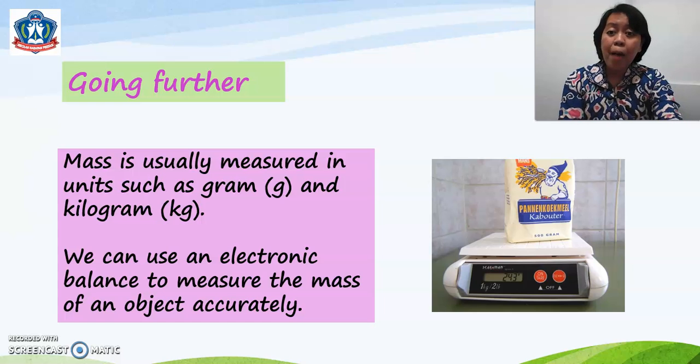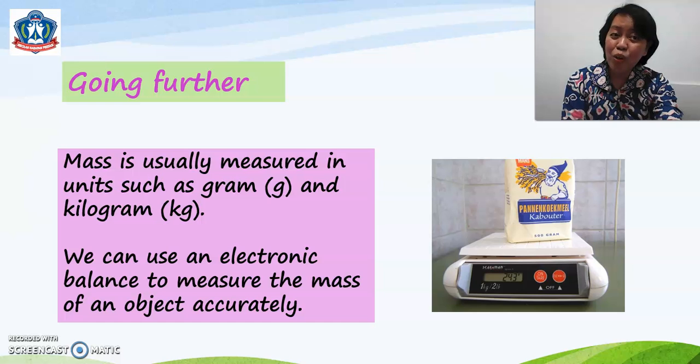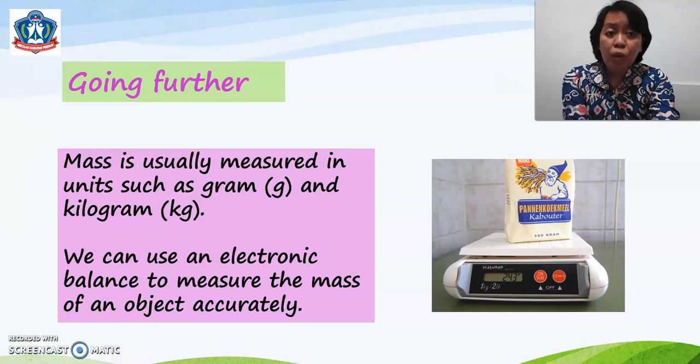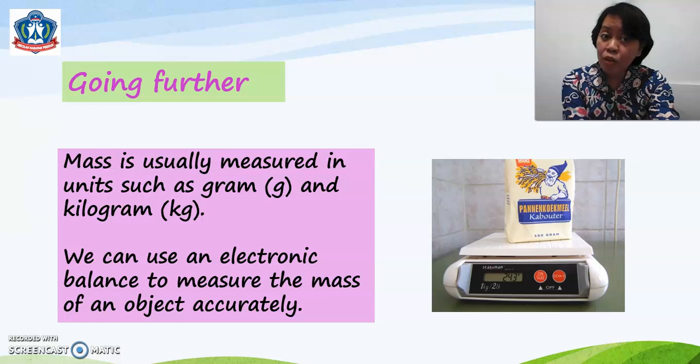Going further, mass is usually measured in units such as gram and kilogram. We can use an electronic balance to measure the mass of an object accurately. So have you noticed when you go with mommy having some groceries in supermarkets, usually the things that mommy bought will be measured in an electronic balance. So we will know the mass of each object.